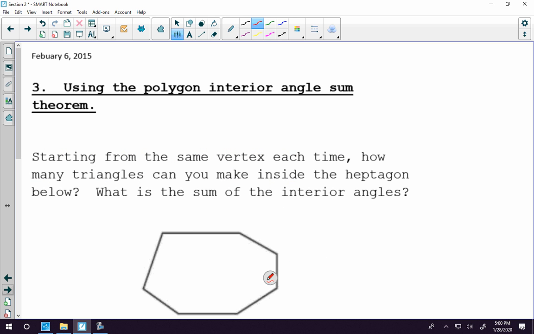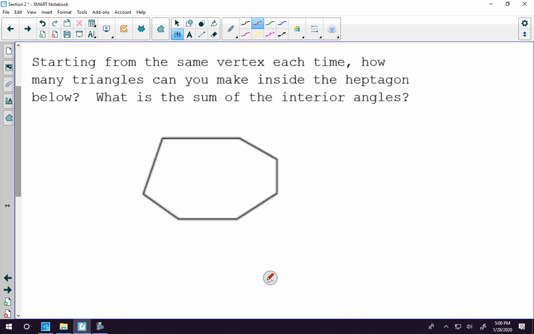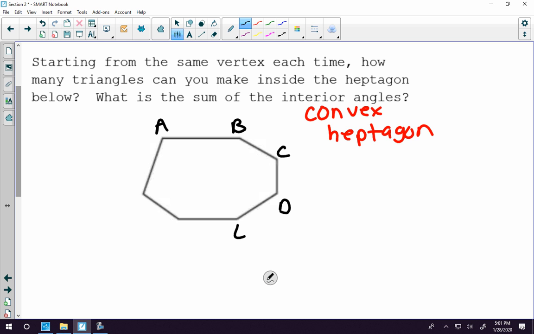Okay, third objective: use the polygon interior angle sum theorem. First and foremost, let's count how many sides this convex polygon has. It has 7. Therefore, we know it's a convex heptagon. Okay, so first I'm going to label the vertices A, B, C, D, E, F, Z. See, I got you. I know what you were thinking. I went with Z there.